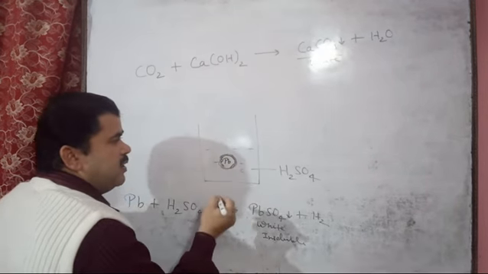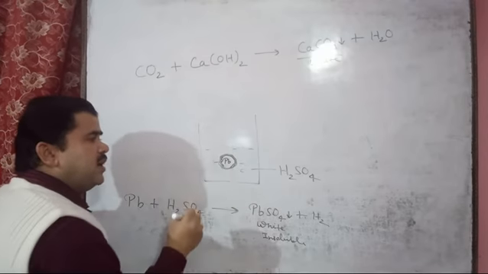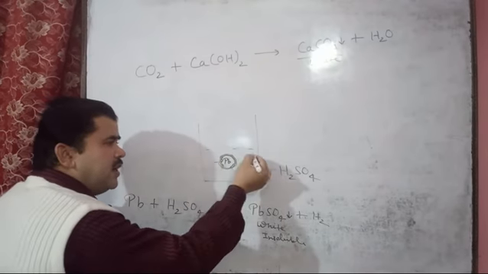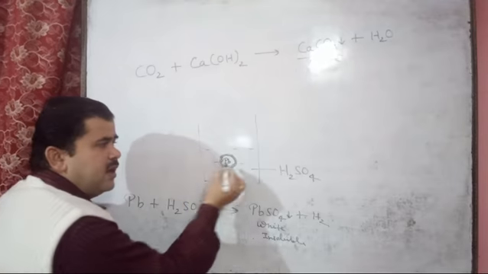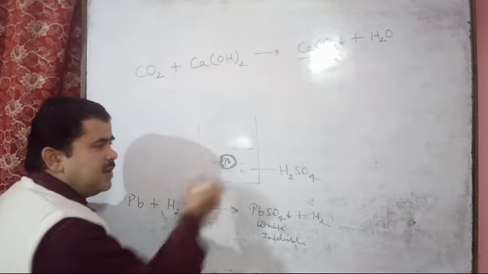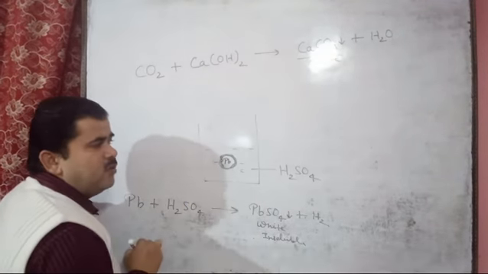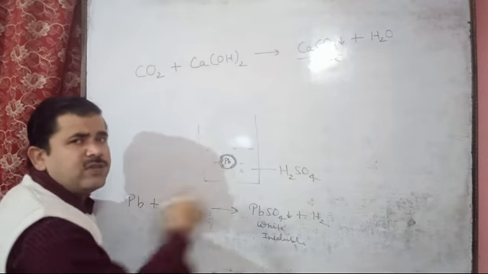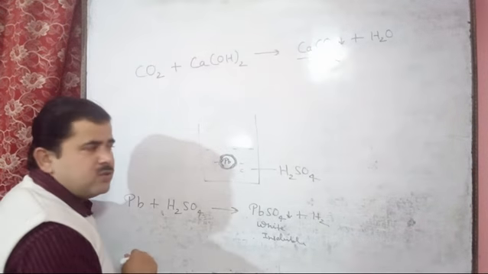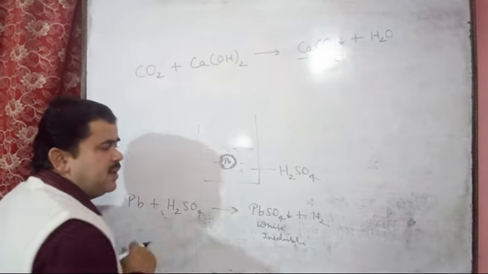In this way, if this covers the surface of the lead, the lead is not in contact with the acid. Lead is not in contact with the acid because it is covered by the insoluble material. So further reaction will stop. This is the reason we will not consider lead.